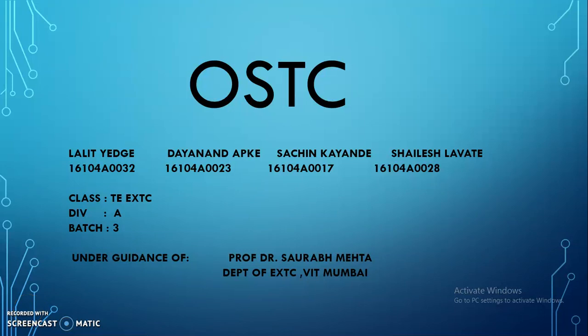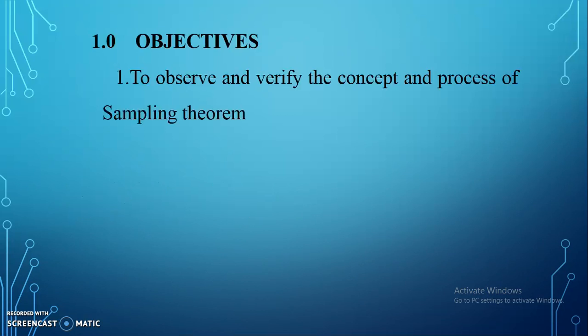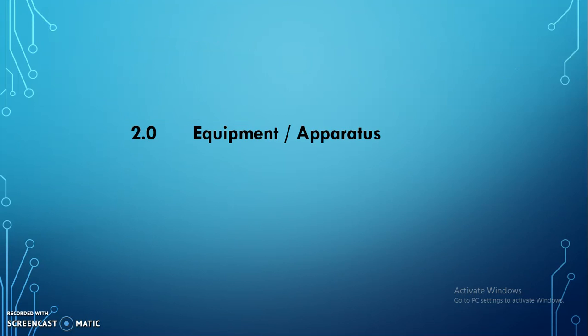Hello friends, so now in this experiment we will be studying sampling. The objective is to observe and verify the concept of the process of sampling. The equipment and apparatus required is Scilab software.